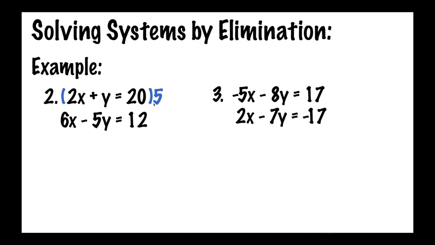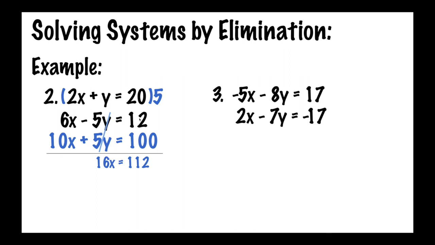So when I'm multiplying that by 5, I got 10x plus 5y is equal to 100, and I'm leaving this equation alone. From here, my y's do cancel, and now I'm left with 16x is equal to 112. I can divide both sides by 16 here, and that gives me x is equal to 7. So now I'll plug that back into one of my equations. I chose the top one.